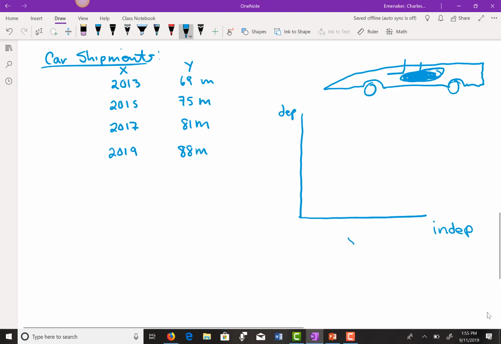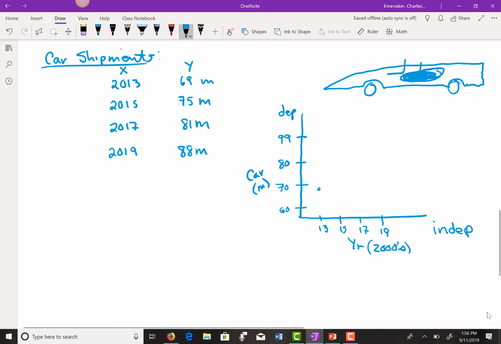Okay, so for my independent, that's the year. And then over here is going to be cars in terms of millions. Now, let's see here. I'll do 13 about here, 15, 17, 19, like that. 69. How about we try 60 down here, 70 about there, 80 about there, 90 about there. This is million cars. Okay, and year, this is going to be in the 2000s. Are you good? So now it's time to plot these puppies.